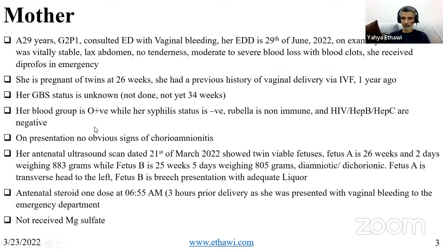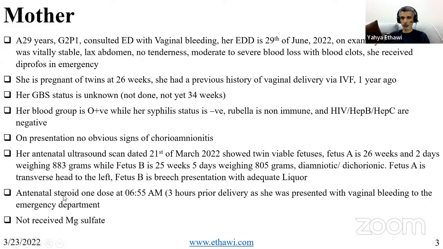The mother's details are huge, many. I've put all the mother details here. But in short, it is a premature baby and she has antenatal bleeding and they are dichorionic, diamniotic. And the Doppler was okay. The fluid was okay also. And she did not receive antenatal steroid and she came with bleeding for a few hours. So we didn't know the status of the baby.